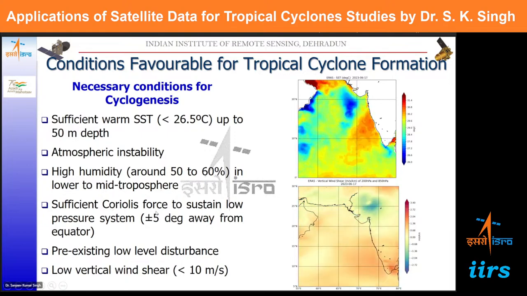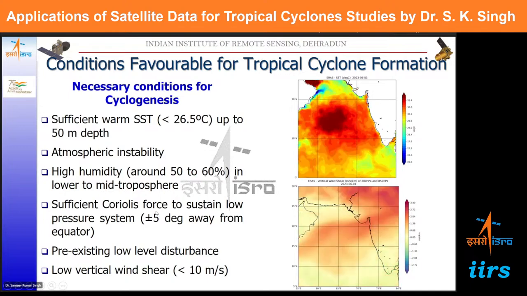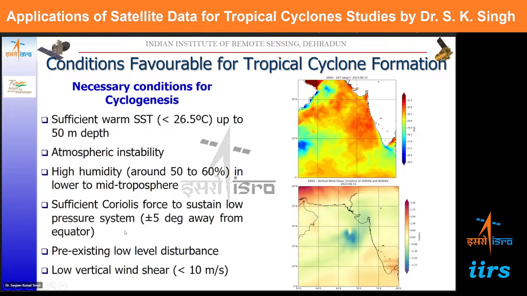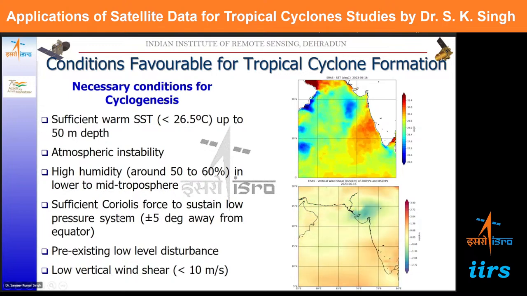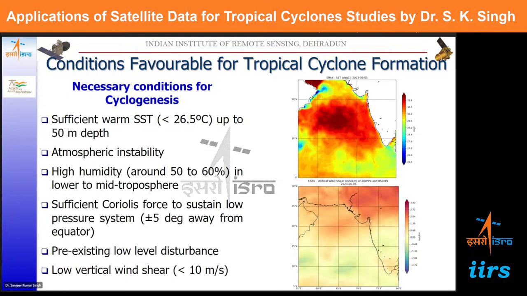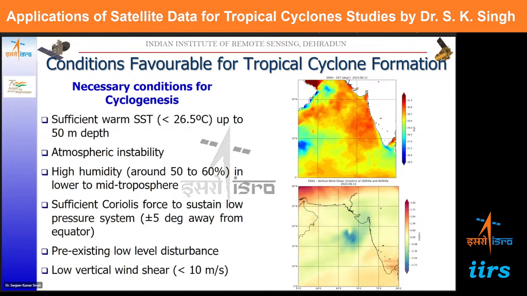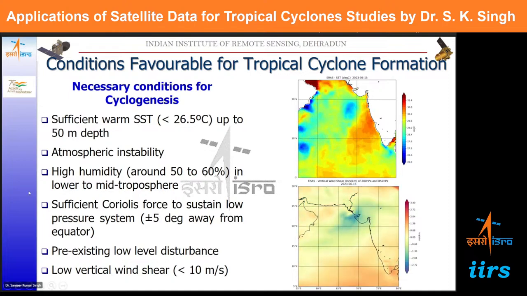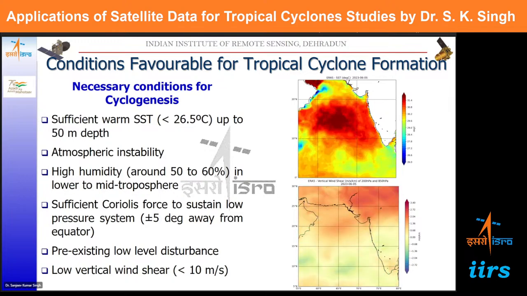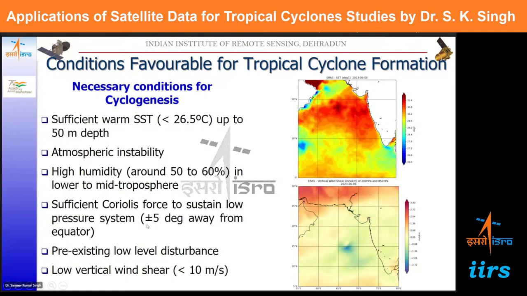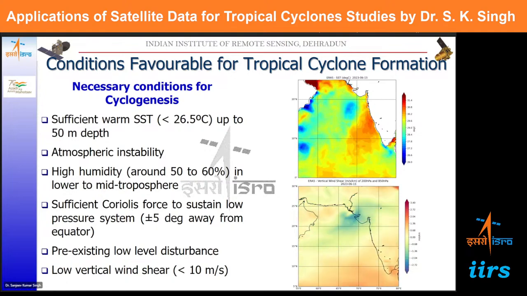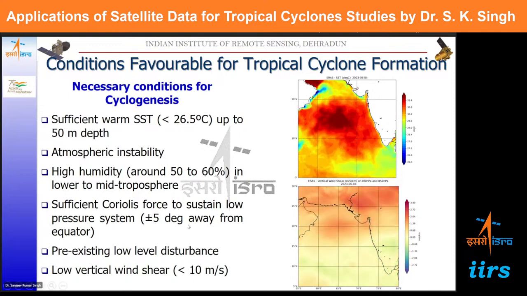Sufficient Coriolis force is also one of the most important parameters for tropical cyclone formation. If the Coriolis force is large enough, then the tropical cyclone maintains its speed. As you know, over the global region, near the equator the Coriolis force is almost zero. If you go toward the pole, it starts increasing. So, due to the very low Coriolis force near the equator, tropical cyclones cannot form within plus or minus 5 degrees of the equator.